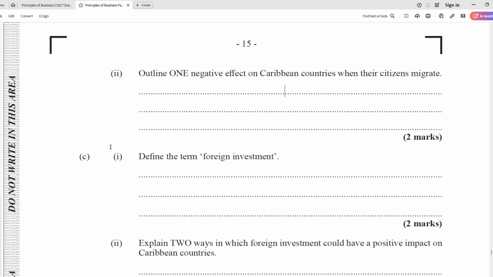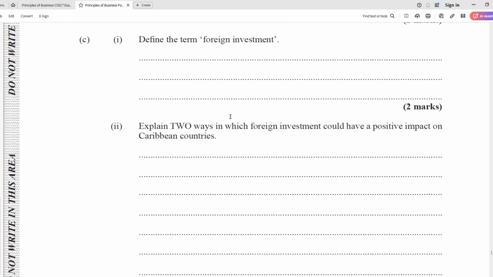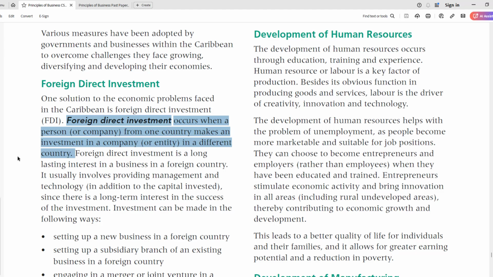All right, C1, define the term foreign investment. So foreign investment, or foreign direct investment, some people call it FDI. Foreign investment is when a person or company from one country makes an investment in a company in a different country, right? So a person or a company from overseas comes and makes an investment in the local community in the form of a business, some form of investment. A business, most likely, that would benefit them later on. So the whole idea is that a foreign entity enters the local market or the local economy to make an investment, and that is foreign investment as a definition.